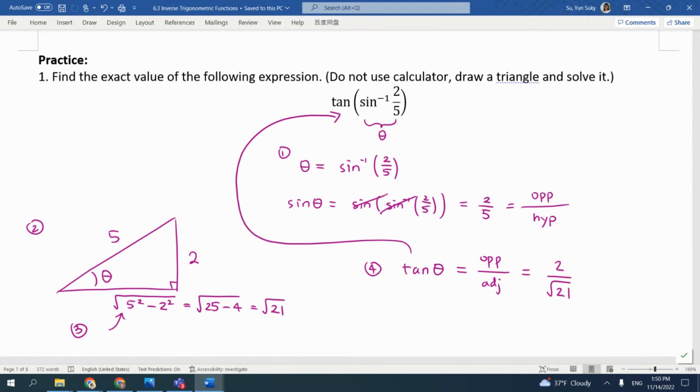So, four steps. Step 1, define your theta. Theta is whatever that inverse trig function is. And then get rid of the inverse trig function. Then sine is opposite over hypotenuse. Draw the triangle and write down the corresponding sides. Use the Pythagorean theorem to find the length of the remaining side. And then we're looking for the tangent of theta. Is that okay, everybody?